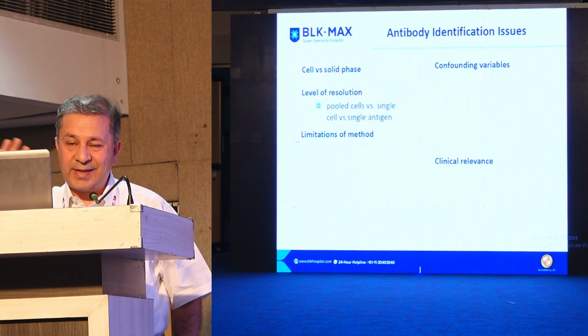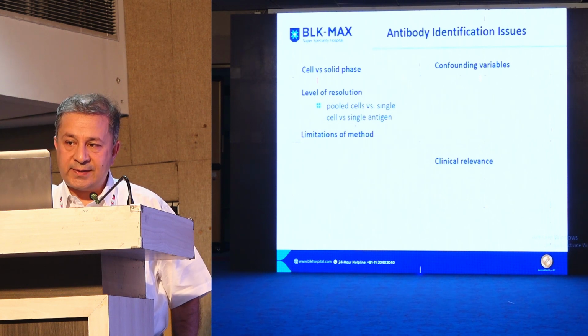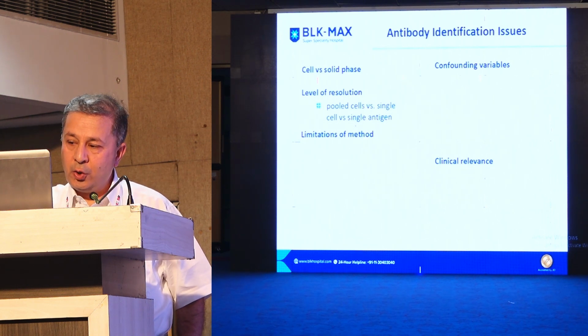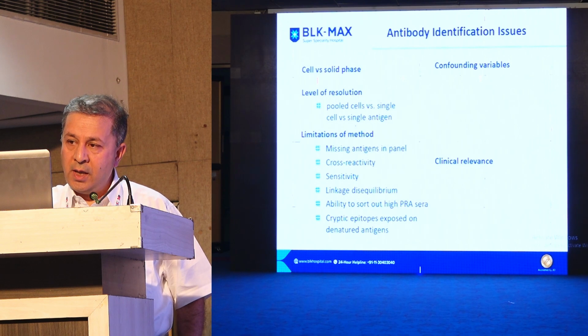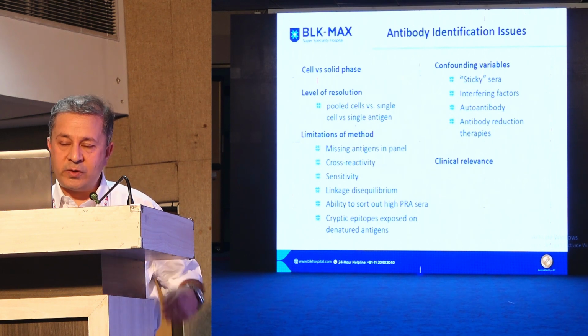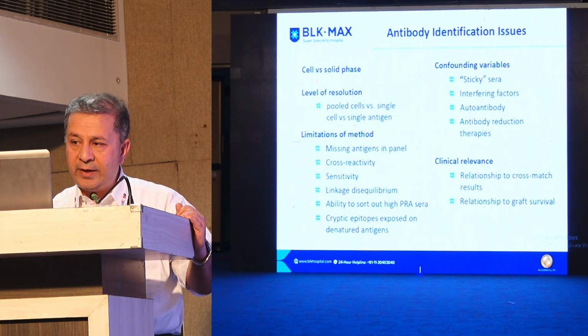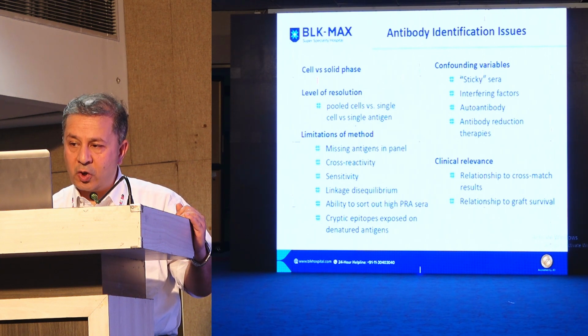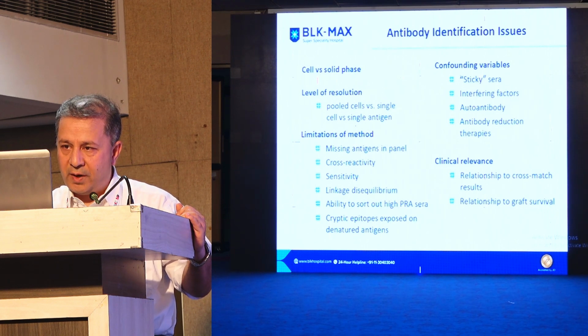You can have cell versus solid, and I am concentrating primarily on flow. You can either take cells or you can take single antigens. There are limitations, of course: lots and lots of missing antigens, cross-reactivity, and I'll not get into details of this. But remember, you also have confounding variables like sticky sera, interfering factors, autoantibodies, etc. And most importantly, which you all are concerned about, clinical relevance. Is it really relevant in terms of relationship to a cross-match, and does it really affect graft survival? And of course, we have enough studies on that so far.